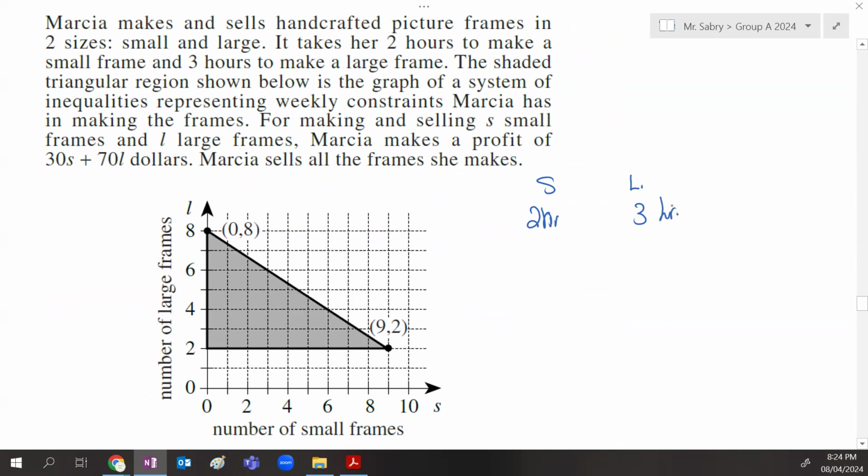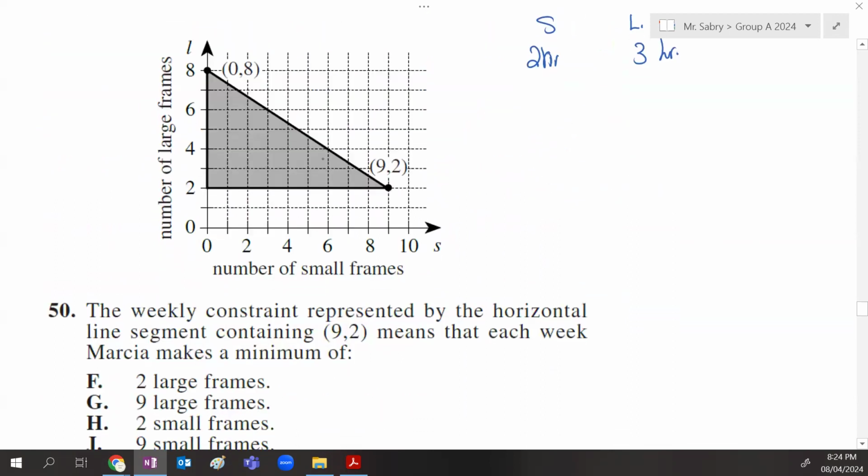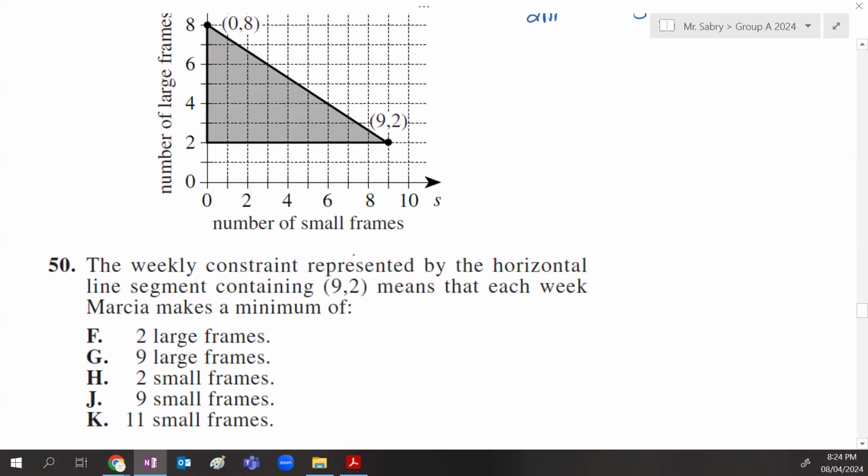The shaded triangular region shown below is the graph of a system of inequalities representing the weekly constraints Marcia has in making the frames. For making and selling S small frames and L large frames, Marcia makes a profit of 30S plus 70L. Marcia sells all the frames she makes. They ask about the weekly constraint represented by the horizontal line segment containing 9 and 2, which means that each week Marcia makes a minimum of how many.